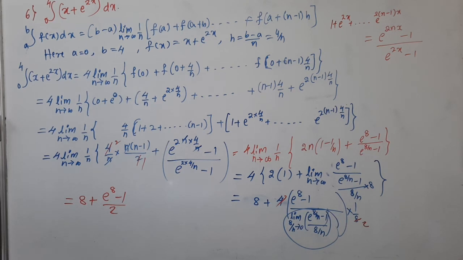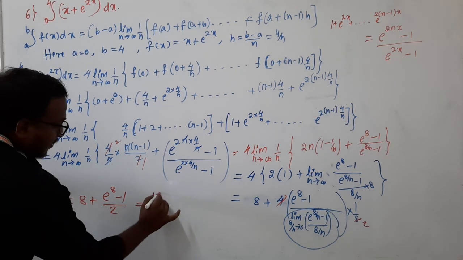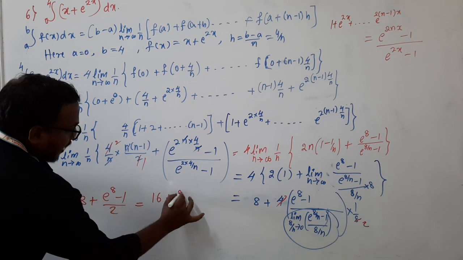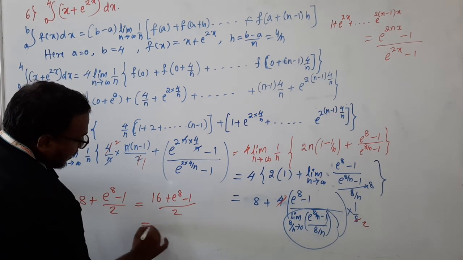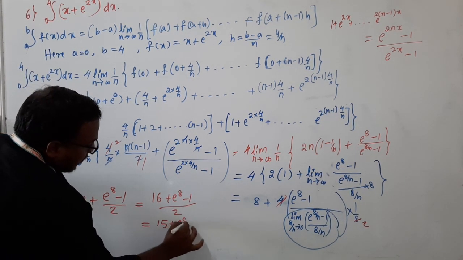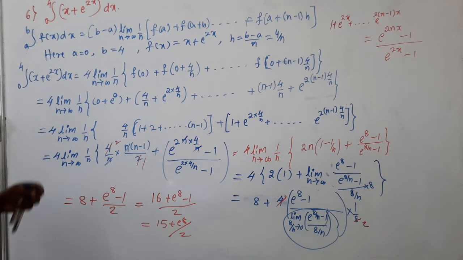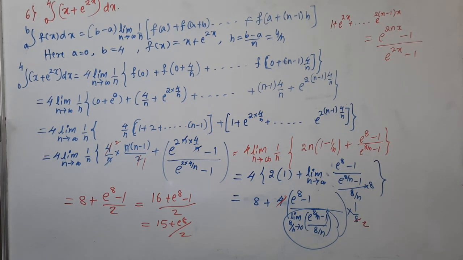Okay. Now take the LCM. It will become 16 plus e to the power 8 minus 1 by 2, which is equal to 15 plus e to the power 8 by 2.